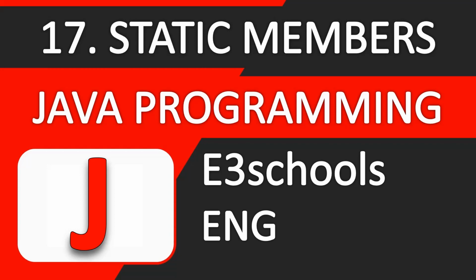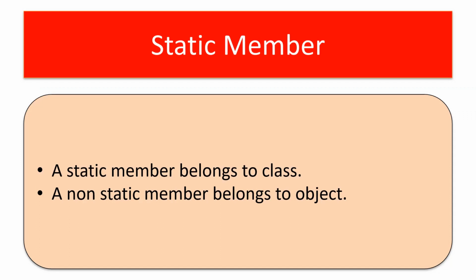In this video, we will be discussing what static members are. That is, what is a static variable, what is a static method. So, what is a static member? There are two types of members. One is non-static member, the other one is static member.